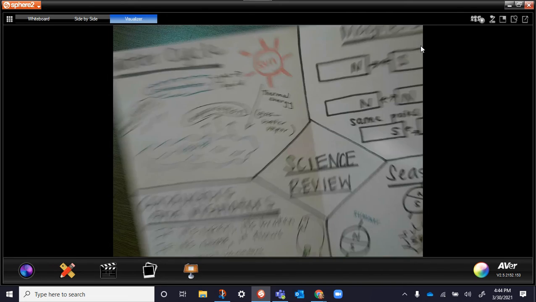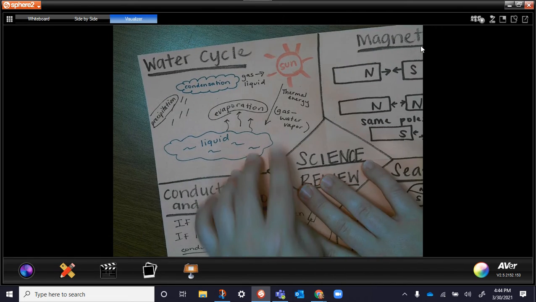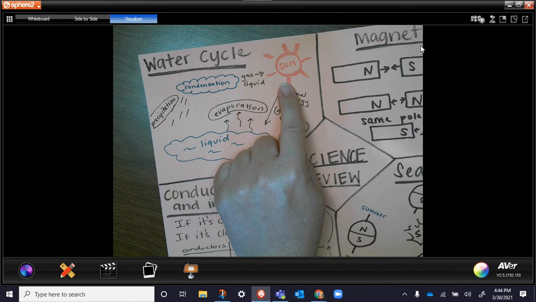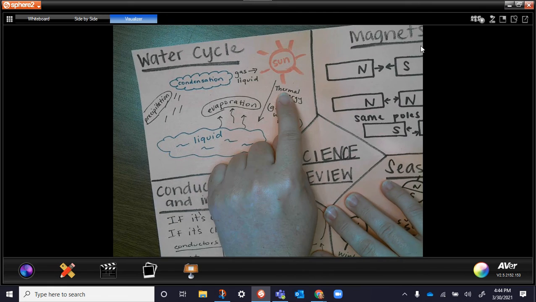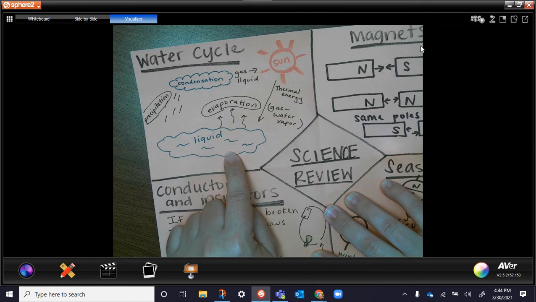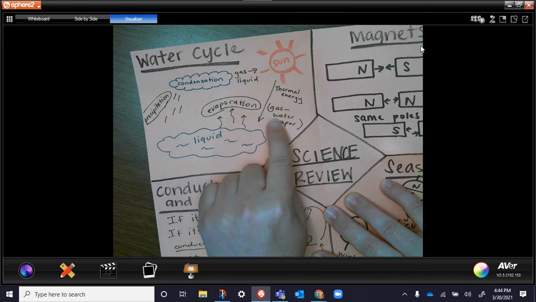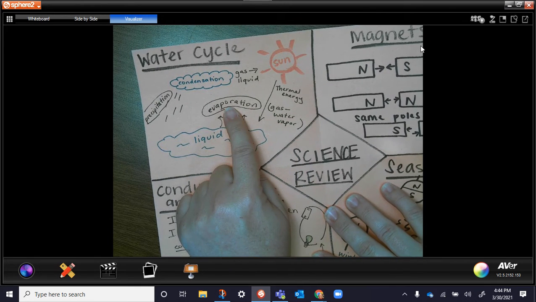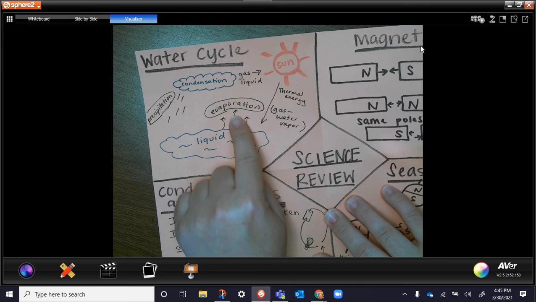So let's talk about these quickly. So water cycle, the sun is our powerhouse. If we don't have the sun, we don't have a water cycle. So the sun, we've got that thermal energy. It heats the liquid. It turns it into a gas known as water vapor, causes the process of evaporation to happen. Evaporation is that gas.